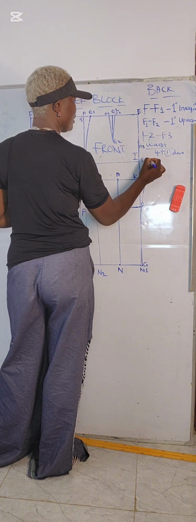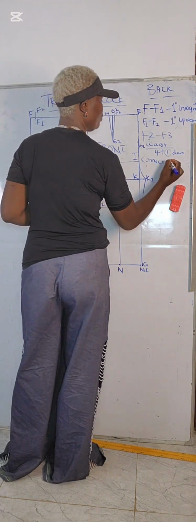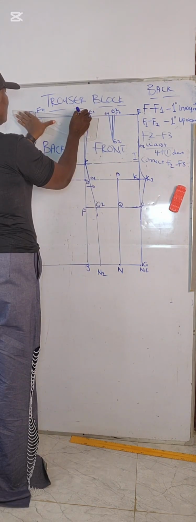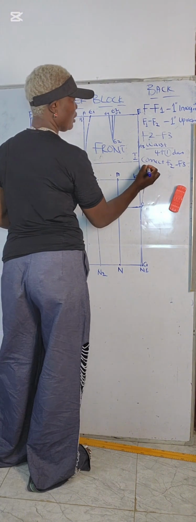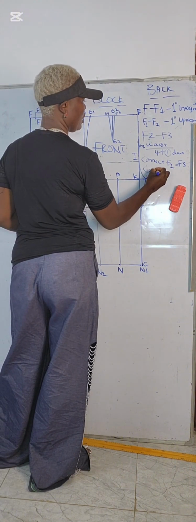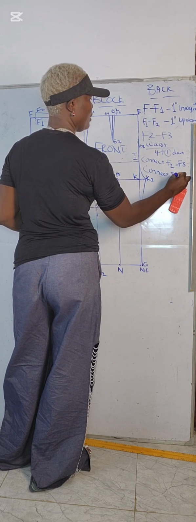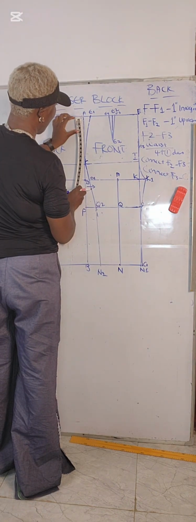Connect F2 to F3. Connect F3 to C. So I'm going to use my hip curve.